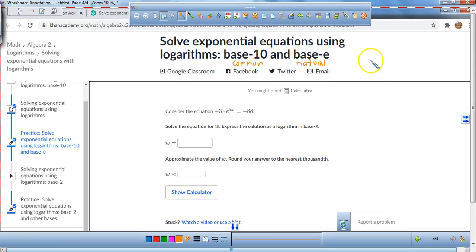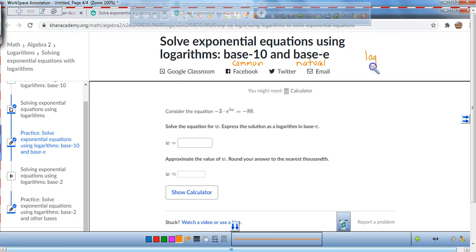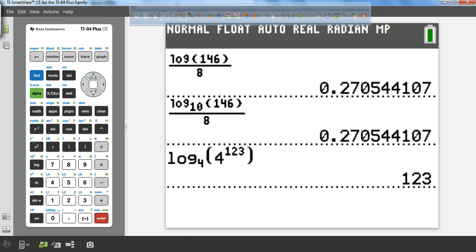Something I want you to write: log base e of e to the power of x is equal to x. Same base, power of x equals x. You could also write the natural log of e to the power of x is equal to x, because these actually mean the same thing. Now I'm going to prove it to you real quick. It won't take long.